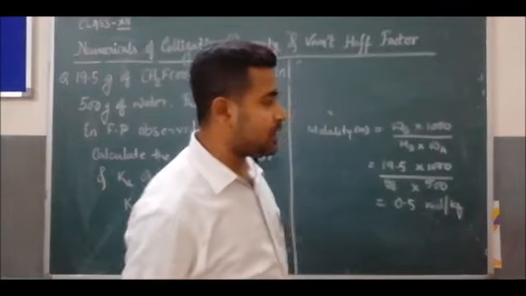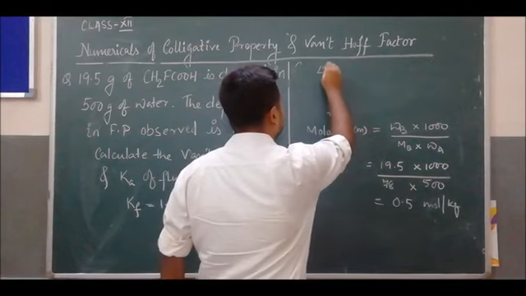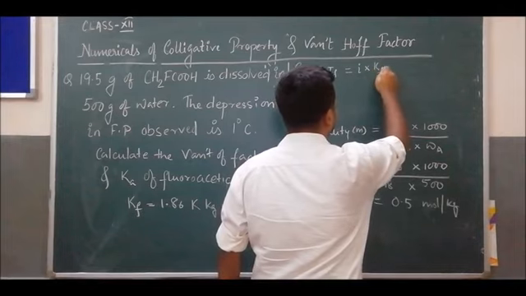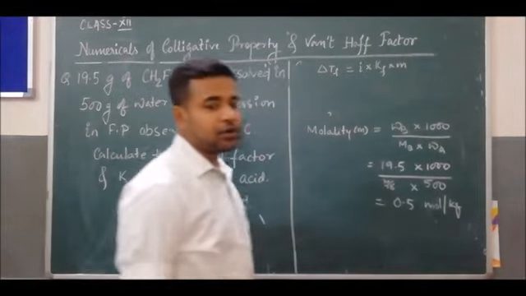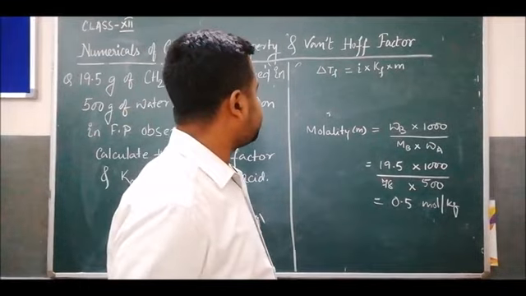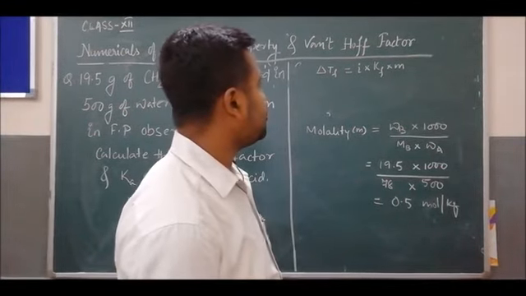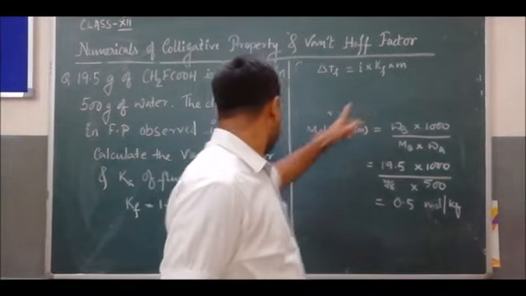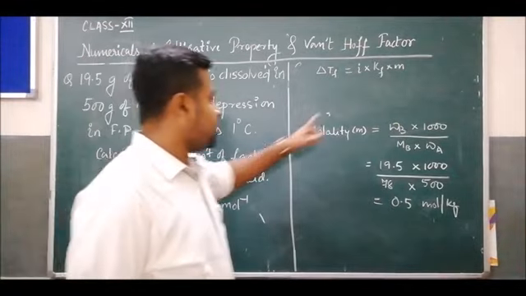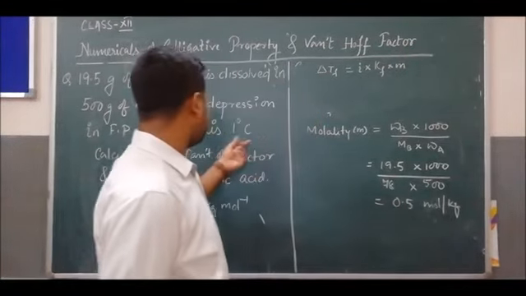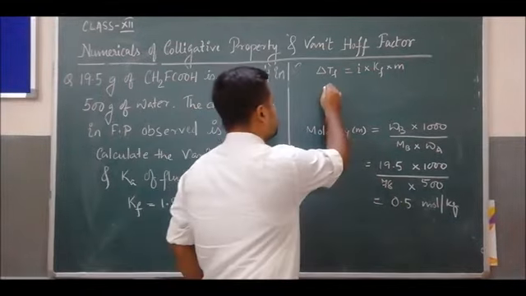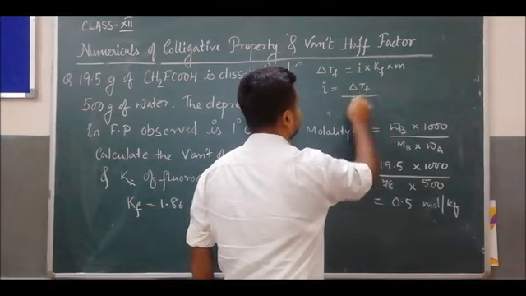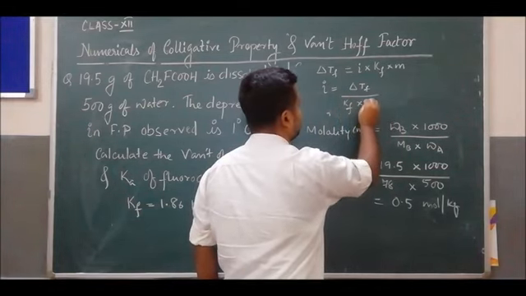Next, what we know is that delta Tf is equal to i into Kf into molality. Clear? So we can find out i, because we have Kf 1.86, we have molality, and we have delta Tf equal to 1 degree centigrade. So i equals delta Tf by Kf into molality.